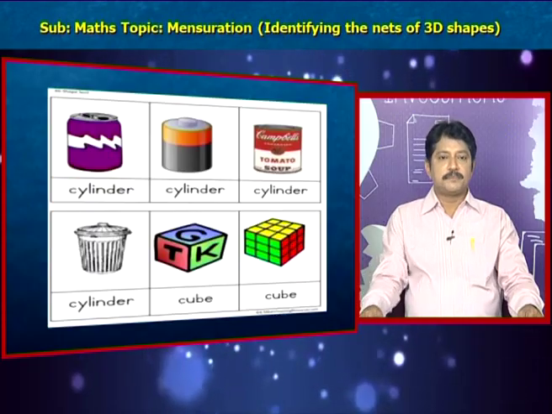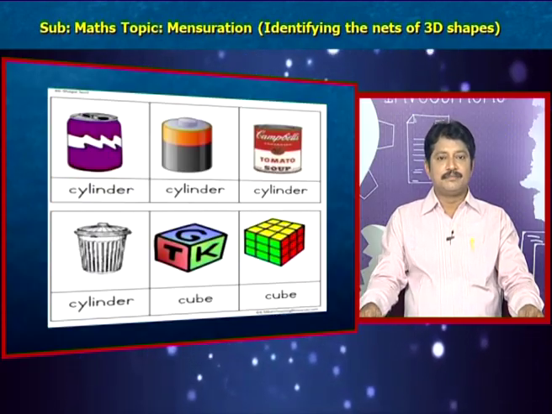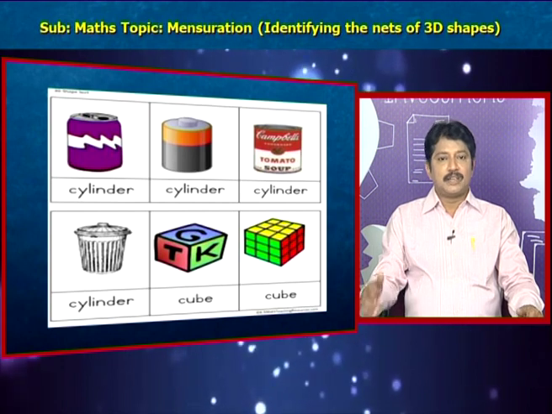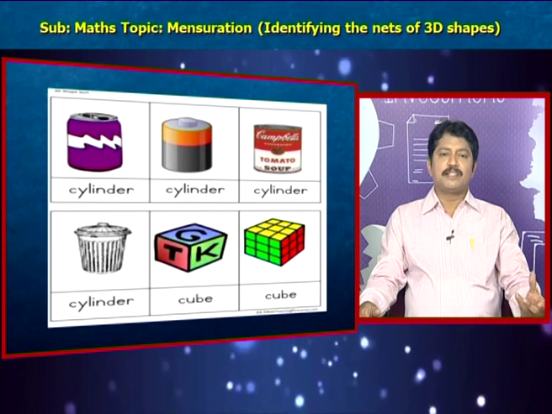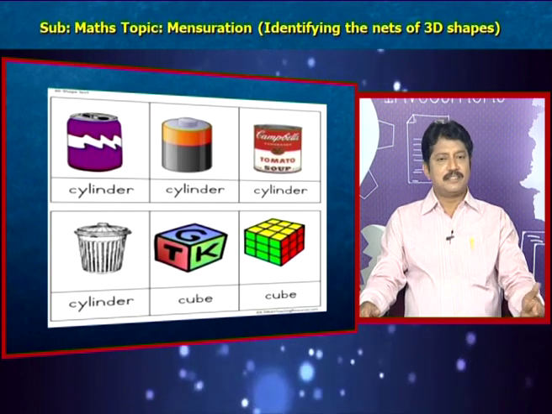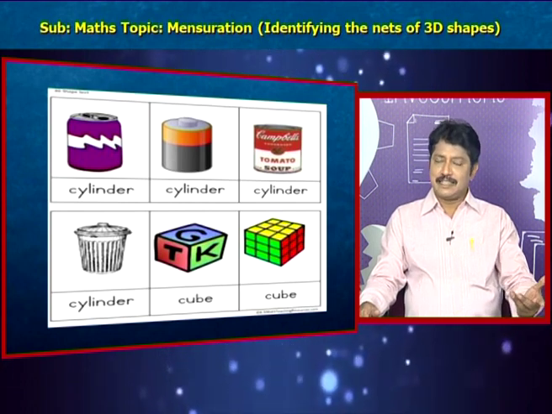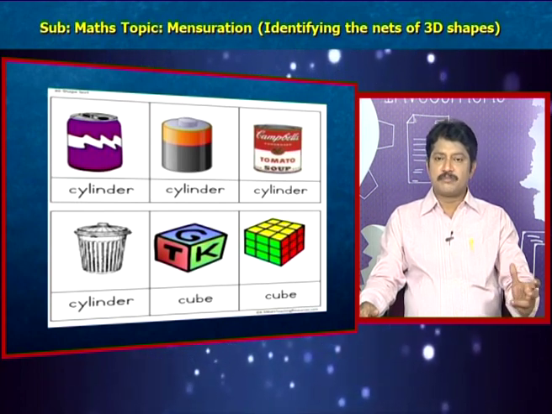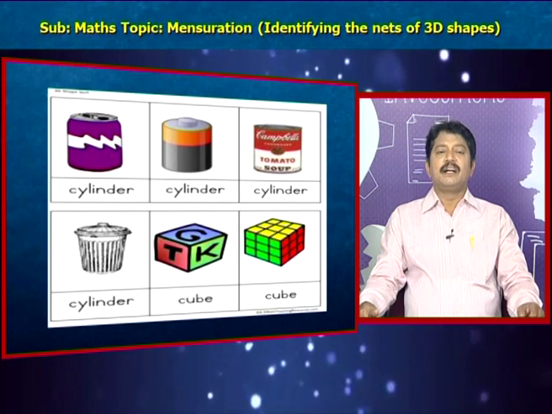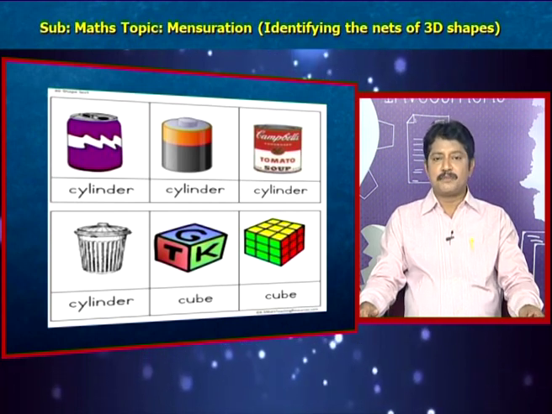So, especially for this mensuration chapter, the formulas are more important. Different kinds of 3D shapes. One is called a cylinder. Okay. Now we will observe, the Coca-Cola drink bottle is in the shape of a cylinder. The electrical cell is in the shape of a cylinder. Tomato soup tin is in the form of a cylinder. Of course, a dustbin is also in the form of a cylinder.